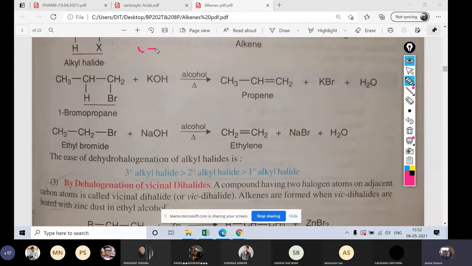In the case of 4 carbons: carbon, carbon, carbon, and carbon. If it is 2-bromobutane, with 1 bromo there, then it is no issue. But if the bromo is at position 2, the hydrogen will be removed from here or from here, right? So this is the question.